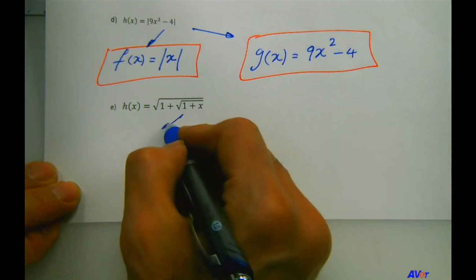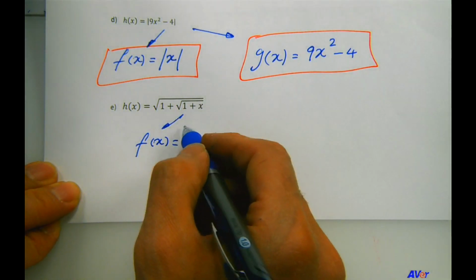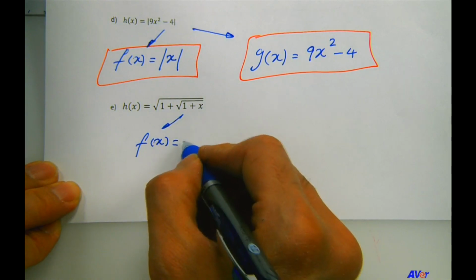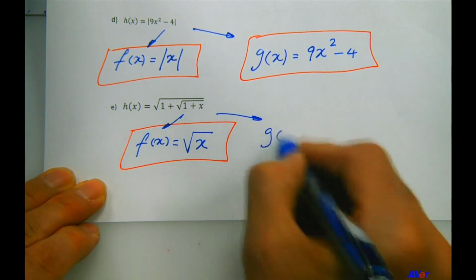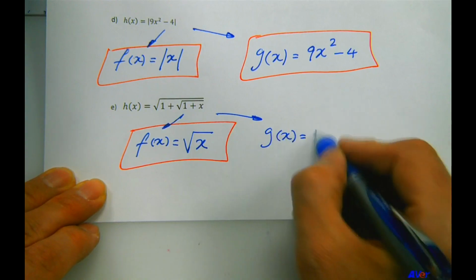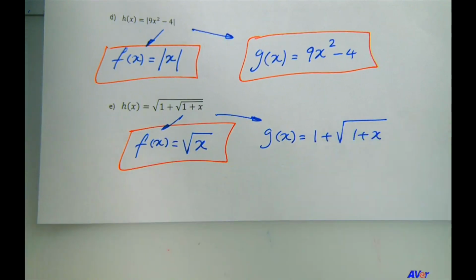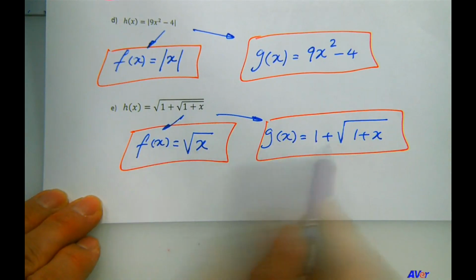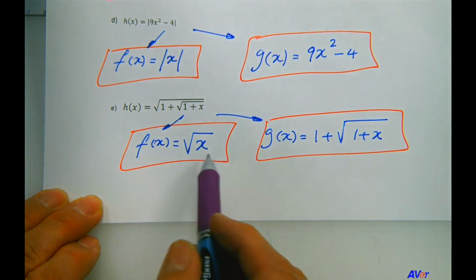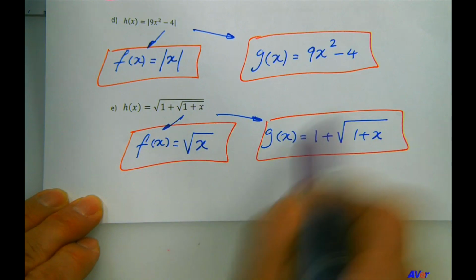So f of x, we can say make f of x equal to square root of x. We can make it as easy as that. Right? Then for g of x, we can write 1 plus square root of 1 plus x. So now you replace g inside f, you're going to get that, right? Square root over all of this.